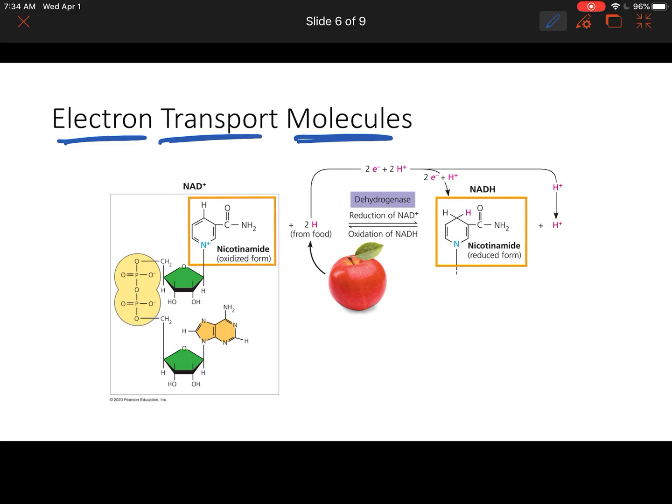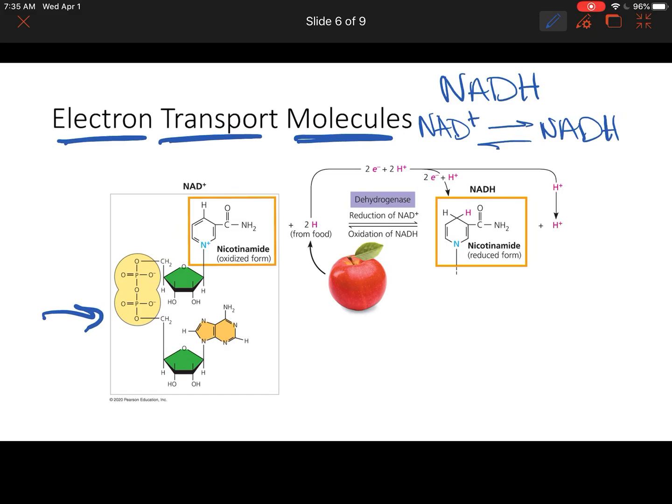So in cellular respiration, the main electron transport molecule is NADH. NADH is nicotinamide adenine dinucleotide. Now, you don't have to remember that long name, and you certainly don't have to remember this chemical structure. But the other thing I need you to know is that NADH can cycle between the NAD plus version and the NADH version.